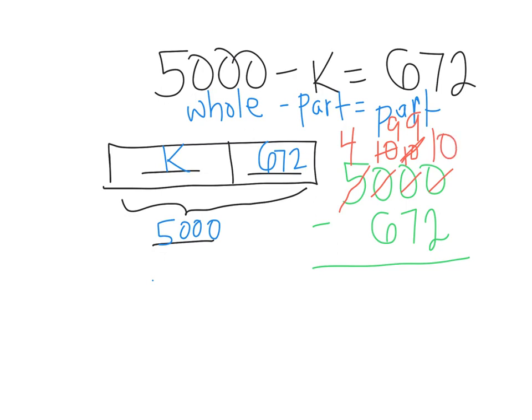That is so good to see. So what would you do next? Next, I'd start in the ones, and I know that 10 ones minus 2 ones is 8 ones. Good job. And I know that 9 tens minus 7 tens I can do, and I have 2 tens left. Great. And I'd have 3 hundreds.